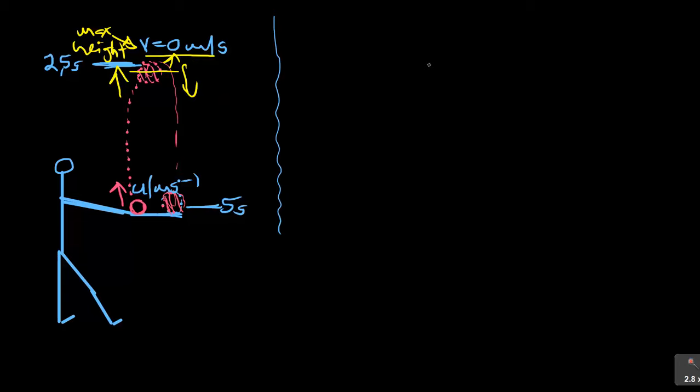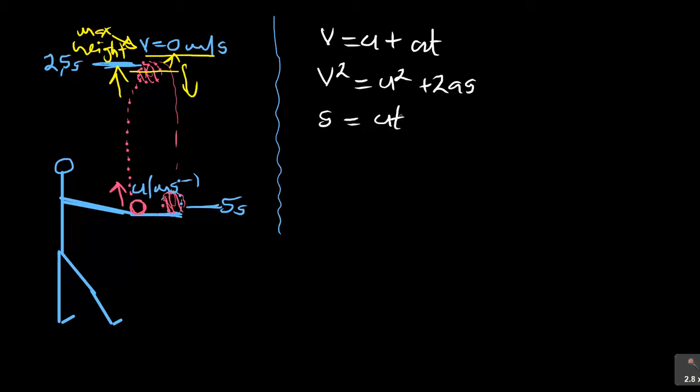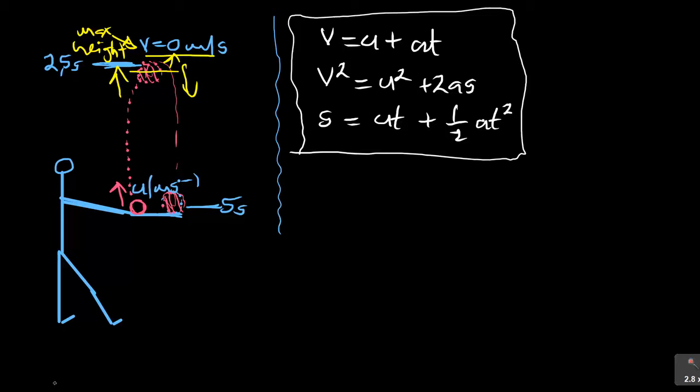Now, if you use the formulas, there are three formulas that you have to think of. The first one, the common one, let me write them in a different pen. The common formulas that you have is V is equal to U plus AT. And then you've got V squared is equal to U squared plus 2AS. And then you've got S is equal to UT plus a half AT squared. These are the equations of motion that are common whenever you're dealing with the velocity time, motion or dynamics.